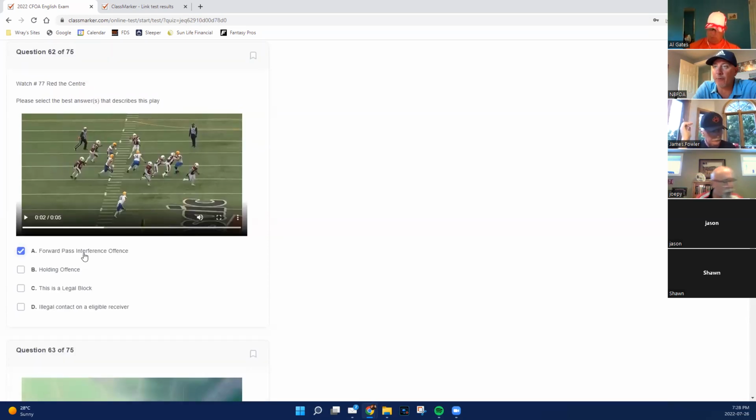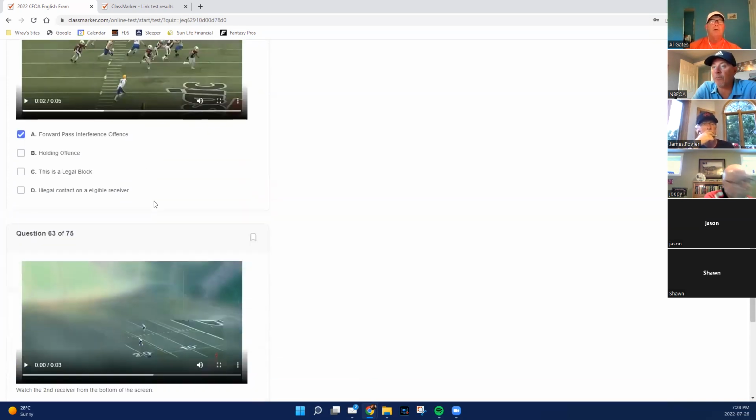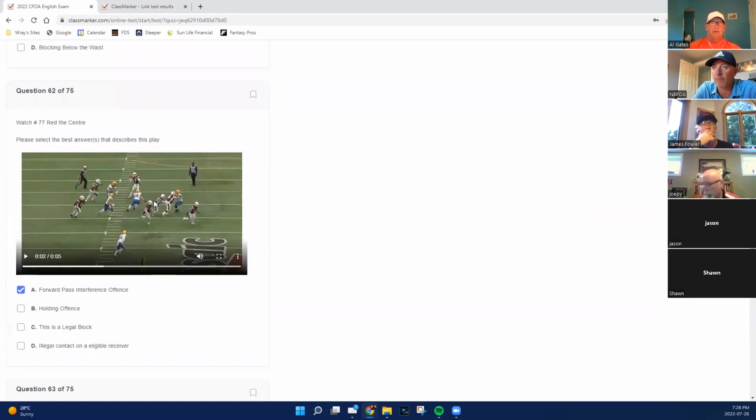So we're all good. That's forward pass interference on the offense. Okay, and, whoa, before you go there, I'm sorry. Why is it forward pass interference? What happens? We have a block downfield by a lineman on a pass thrown over the line of scrimmage. That would be the same as the rule back. Why does this one become offensive pass interference? Because the ball's in the air.